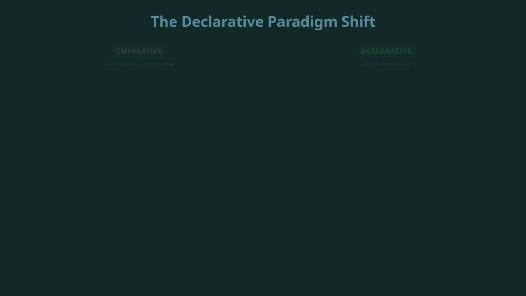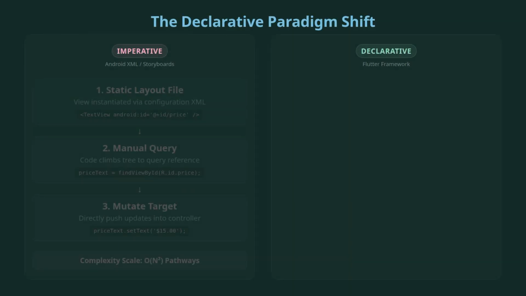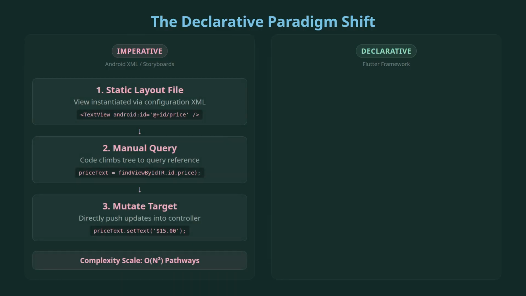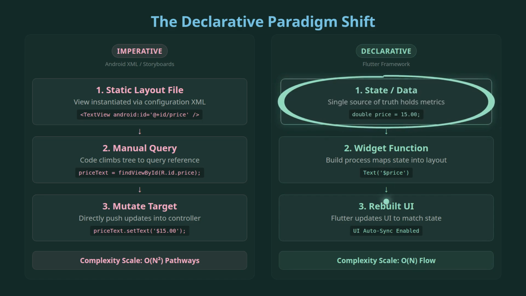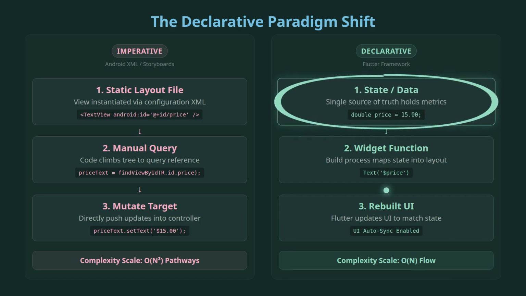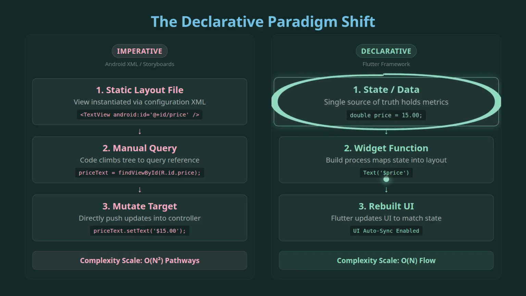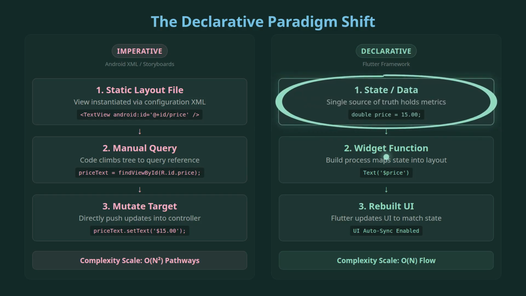To understand why this happens, we have to look at Flutter's core architectural philosophy. UI is a function of state. In old imperative frameworks like Android's XML layouts or iOS's storyboards, you grabbed a direct reference to a text view and manually mutated it with something like setText. In Flutter, you don't mutate UI elements. Instead, you change the underlying data, the state, and Flutter rebuilds the widget tree from scratch to match that state.